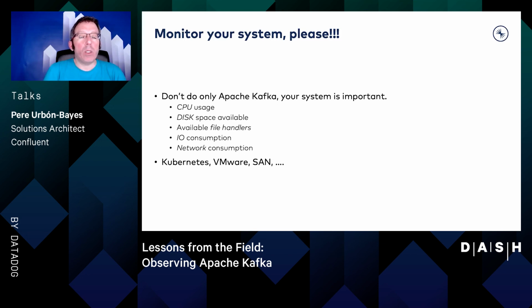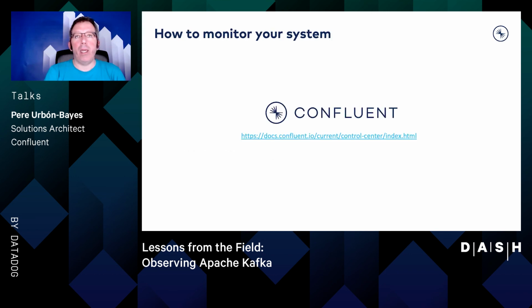If you're running this on top of another system, you're not running this on bare metal, you're running this in Kubernetes, VMware, or you are even not having a local disk, you're having a storage area network, a SAN, monitor it as well. It's very good that they are up to date, that they are performing, and that you keep a good eye on the system. Kafka is living in another ecosystem, so it's good to monitor how the others are behaving. To monitor this, you can use Control Center, and you can use Datadog as well. That's a great tool for monitoring.